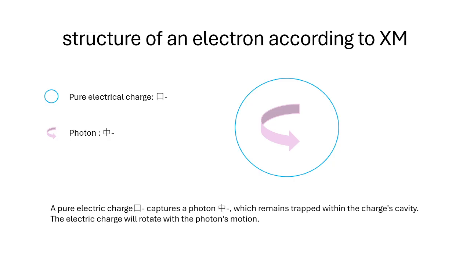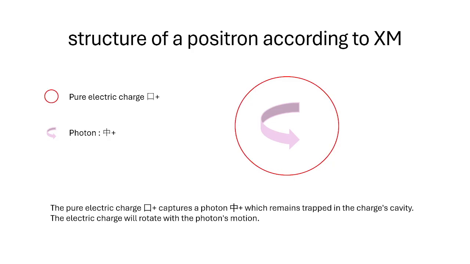Here is an electron. The positron has the same structure. A pure electric charge captures a photon.